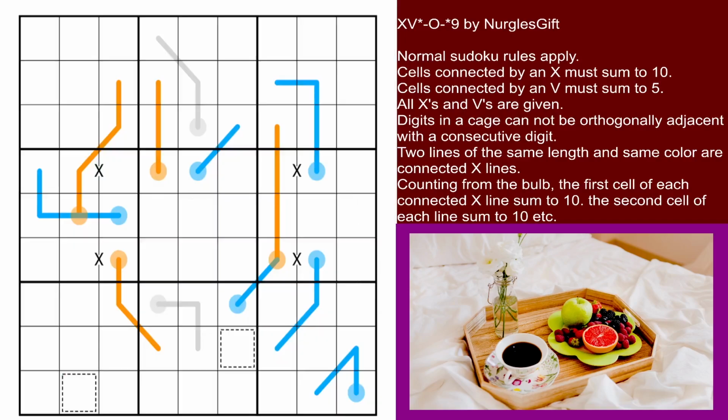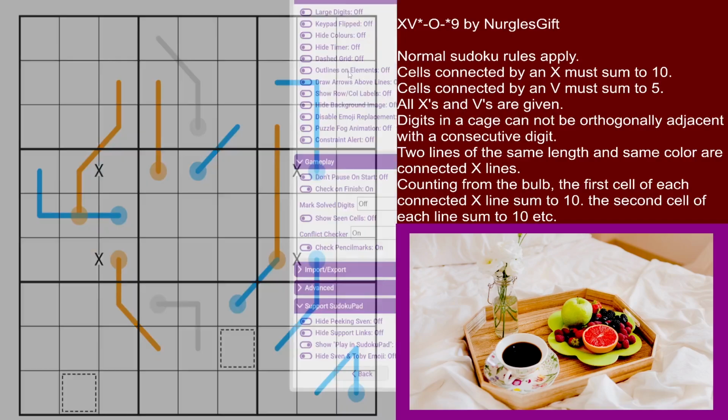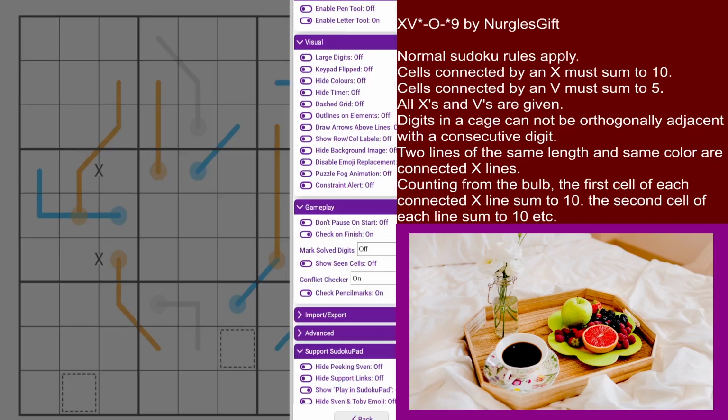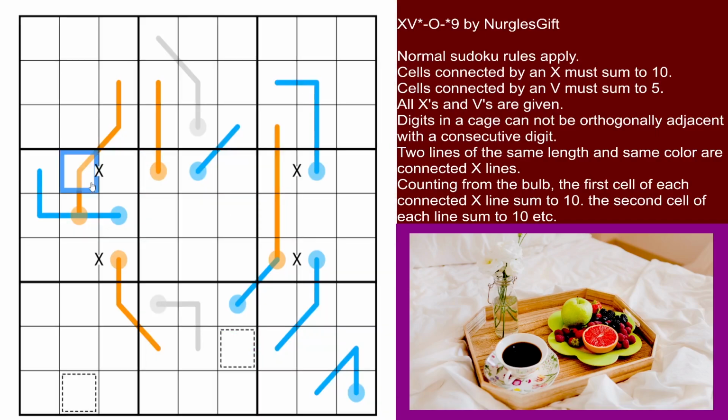So normally in the NuglesGift puzzles, I start with the letters, right? I use letters because we have to maintain the letters and then fill the entire grid. That's how those NuglesGift puzzles normally work. But now we haven't been given any V here. So I think these X's are the places to start with.